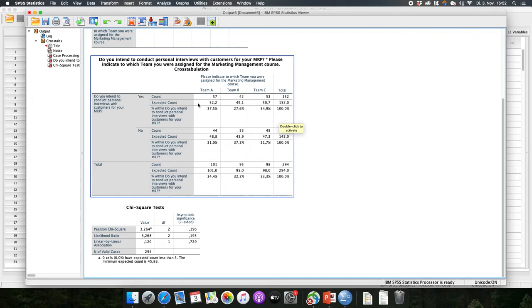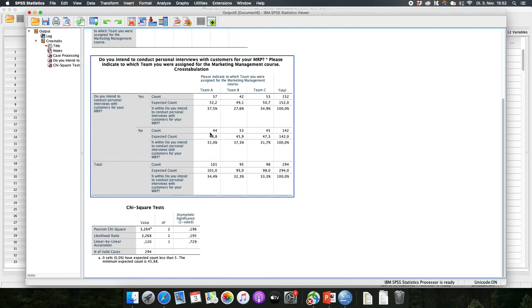Below that we can see the expected count. If there were no relationship, based on the number of responses we have here, what would be the distribution or the proportions that we would expect? And then we also have this expressed as a percentage within the row, and we have the same data for those who indicated that they do not intend to conduct interviews.